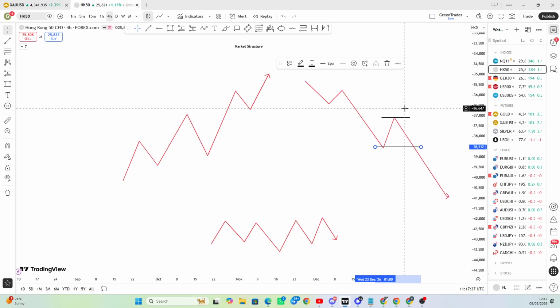Anything outside of it, if it's up here, you're looking to get into the market. If it's below here, you're looking to get into the market. But anything in between these two things, you're not trading anything.